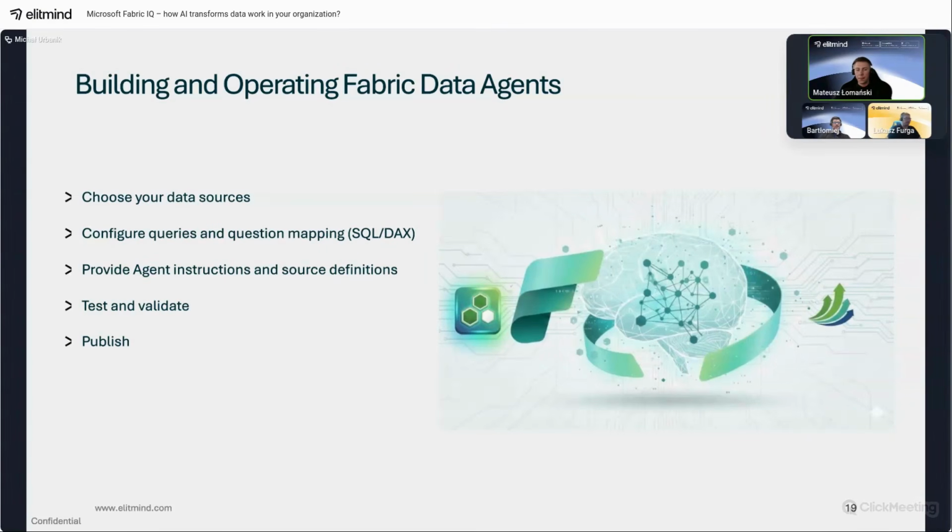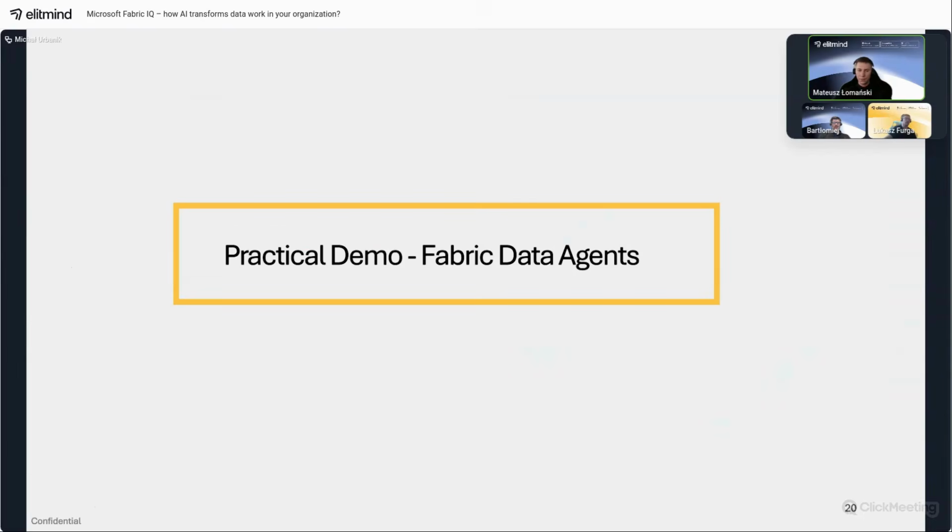Step 4, this is test and validate. This is a very important stage. We test different scenarios, verify that answers are accurate and meet expectations. And last, step 5, publish. When everything works correctly, we publish the agent and make it available to users.